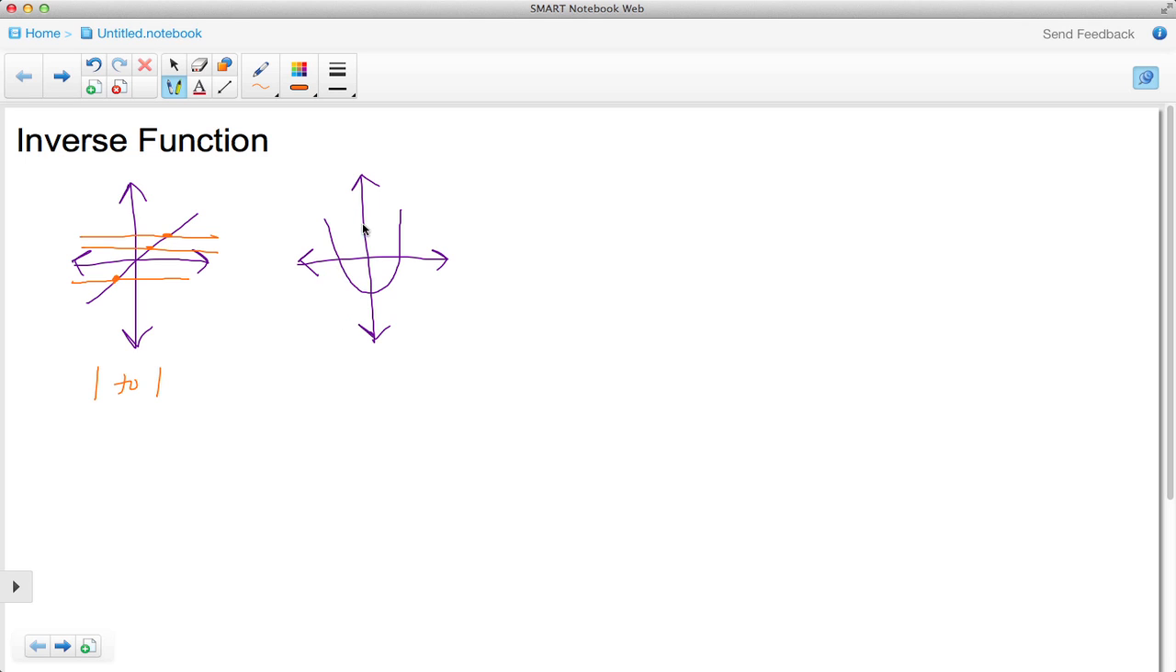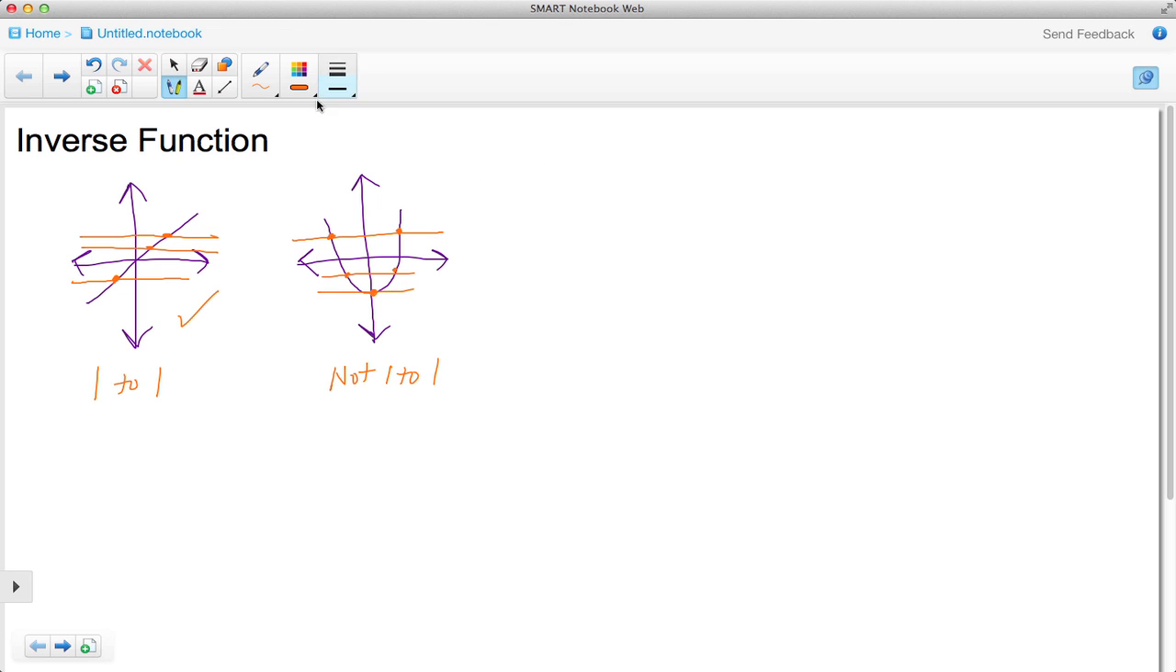Now let's take a look at this quadratic function here. With this quadratic, if I draw a horizontal line, notice that this horizontal line intersects the function at two different locations. When we get to the vertex, it may intersect once, but again, this has to be true for the life of the function. So this one here is not one-to-one. So it must be one-to-one for it to have an inverse.